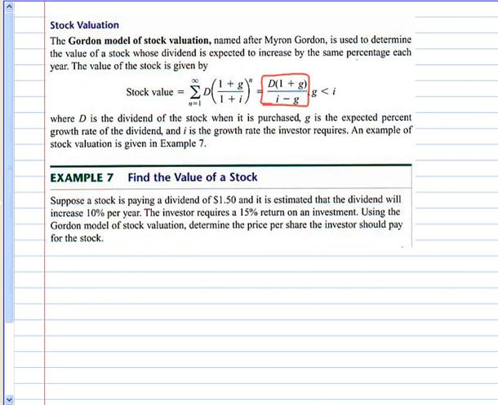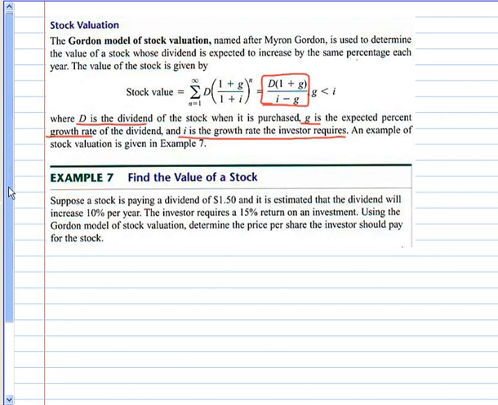And so we have a dividend D, that's how much money per share of stock that a company happens to be paying. And then we have a variable G, so D is our dividend. G is going to be the expected percent growth rate of that dividend. So maybe you expect it to be growing at 5% a year, your dividend, or 10% a year, or something like that. I is the growth rate the investor requires. In other words, you've decided if I'm going to invest my money, I need to have at least a 12% return on my money.